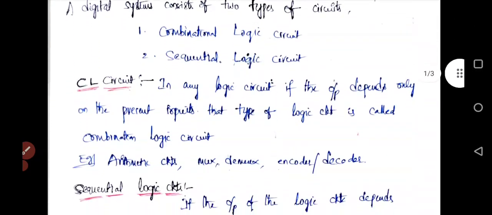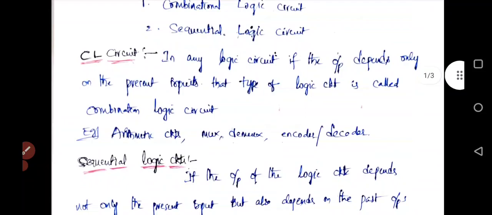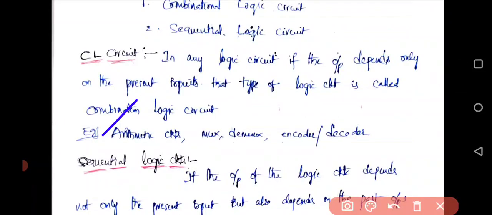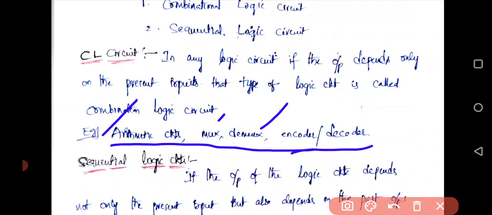The name represents combination. Combination means generally many. For example, the examples of combinational circuits are arithmetic and logic circuits, multiplexers, demultiplexers, encoders and decoders.